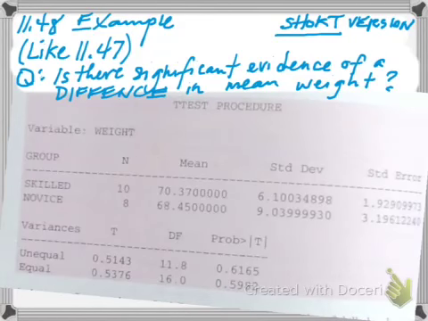We're going to take a look at number 48 from chapter 11. It's very similar to number 47. Still talking about rowers, expert versus novice, so we have two samples. Instead of looking at angular knee velocity like they do in 47, we are now looking at weight in kilograms.